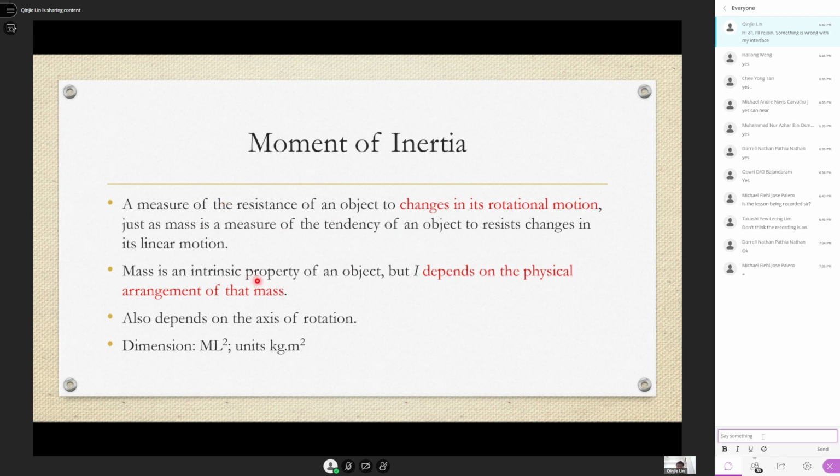Mass is an intrinsic property of an object. That means mass cannot change. Whatever the mass is for the object, you bring it anywhere, however you move it, the mass stays the same. But the moment of inertia depends on the physical arrangement of the mass.